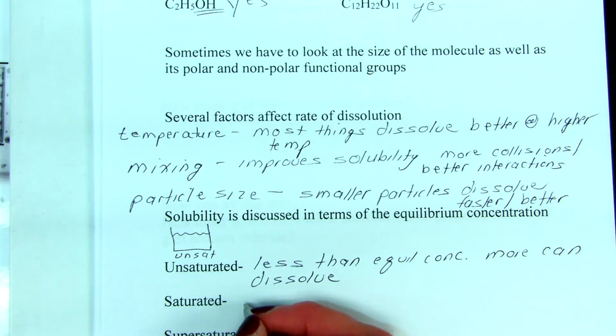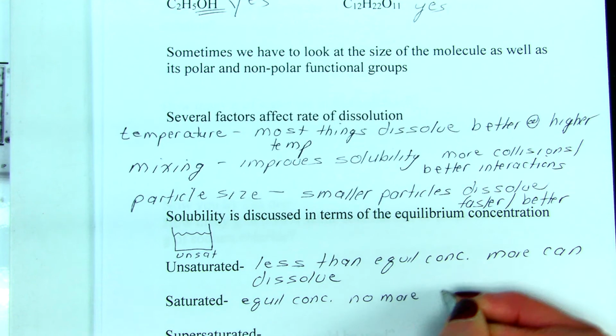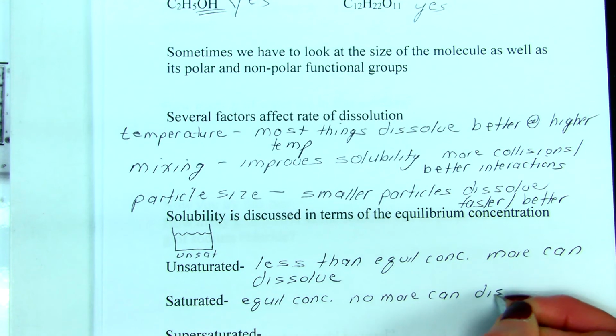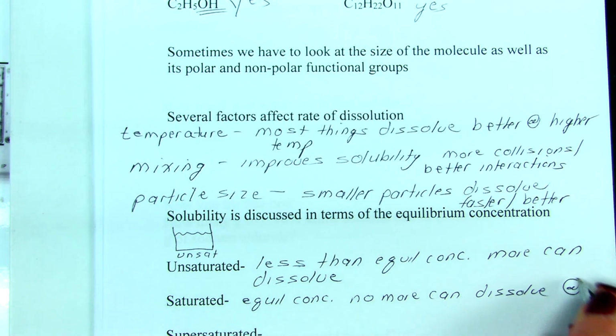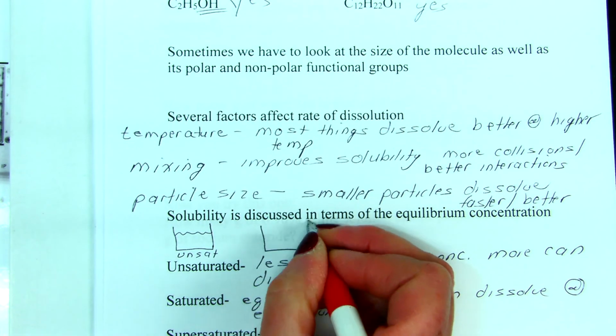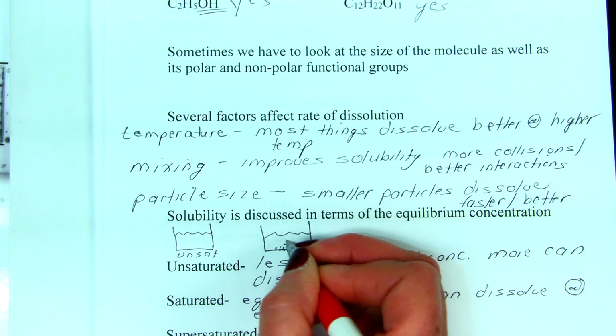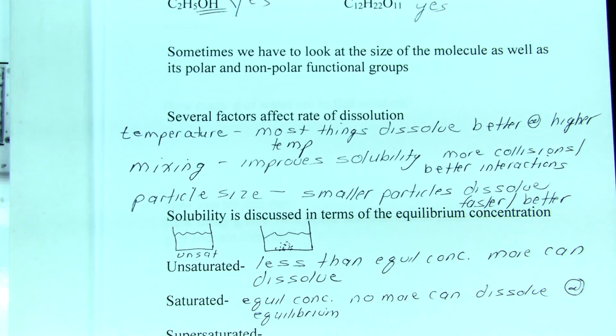Saturated means that we have the equilibrium concentration. So no more can dissolve at equilibrium. Now, can I make more dissolve? Yes. How do I do that? I heat it up. But at this temperature, at this time, no more can dissolve. And when we have this saturated solution, it means that we're at equilibrium. So what we see is we'll have solid sitting at the bottom of the beaker.